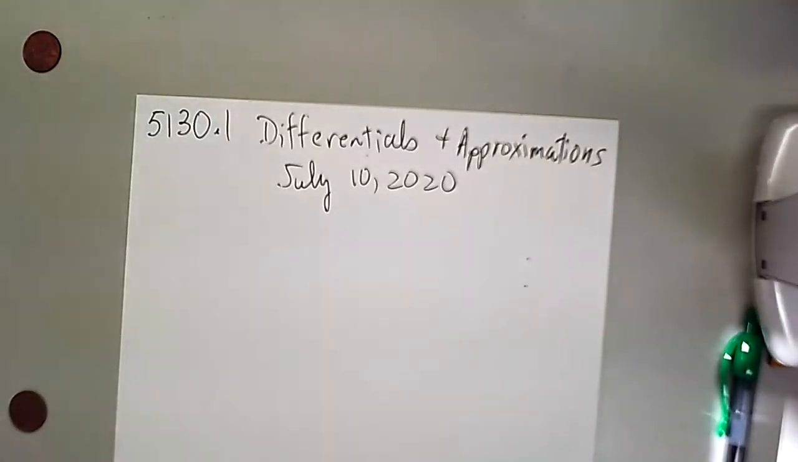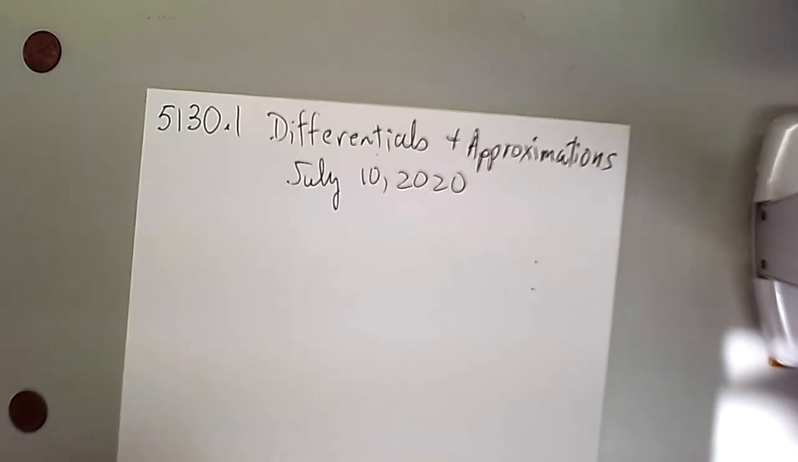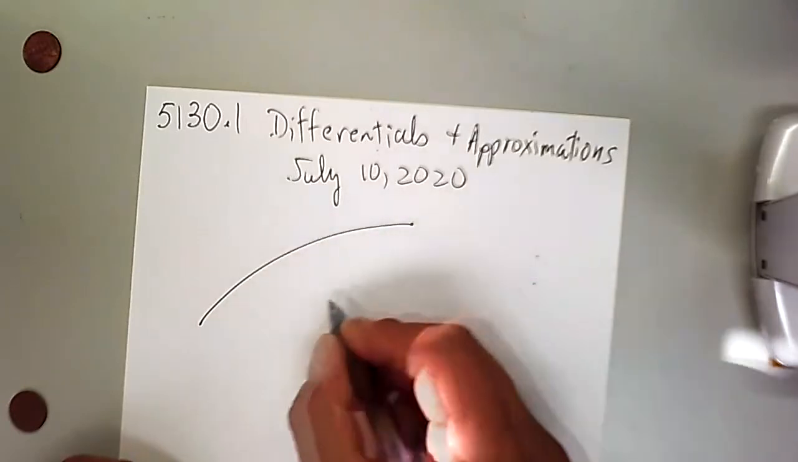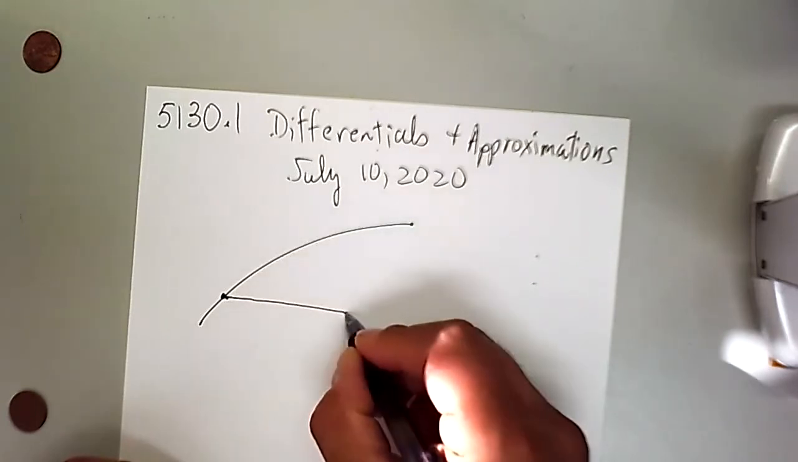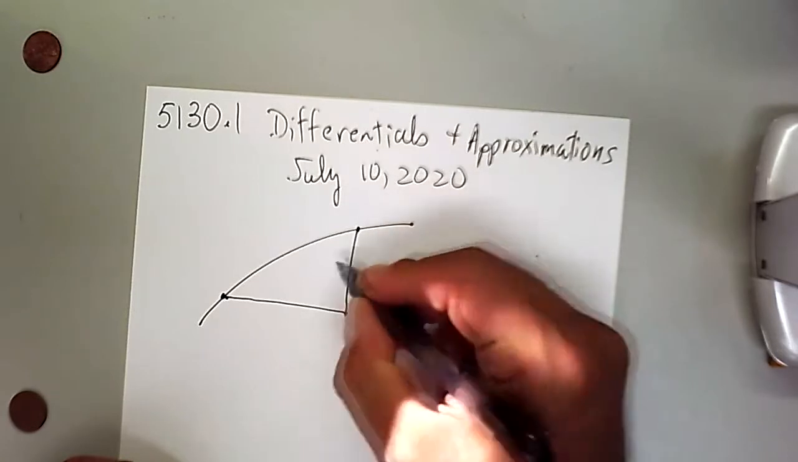A differential is not a part of a car in this class. It is related to a function. If we have a function, we have an input, and then we're going to move the input to another input, and we have a corresponding output here.